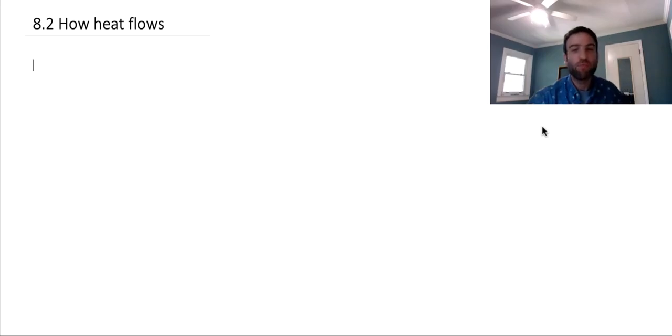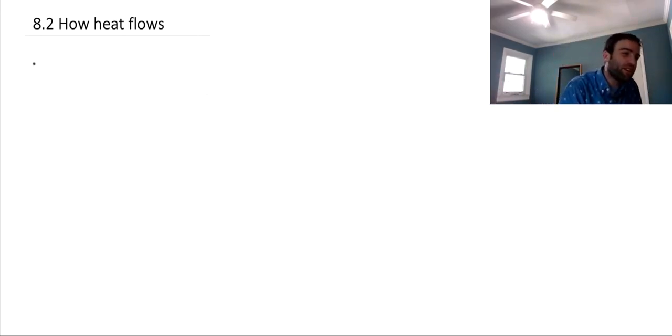Okay, so in this somewhat shorter section, we're going to go back to the idea of sitting in front of a wood stove or a burning piece of firewood, and ask: how does heat actually move from one place to another? How does the heat from the fire actually get to our faces or our bodies?